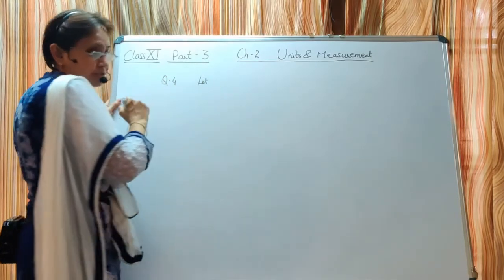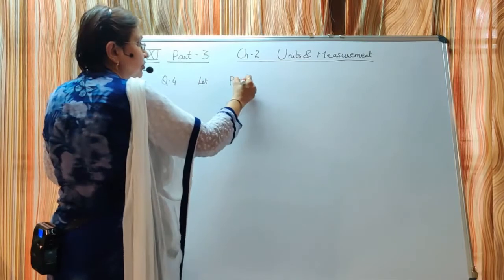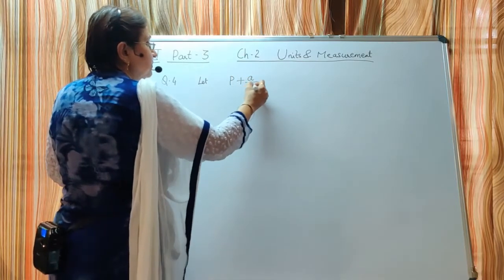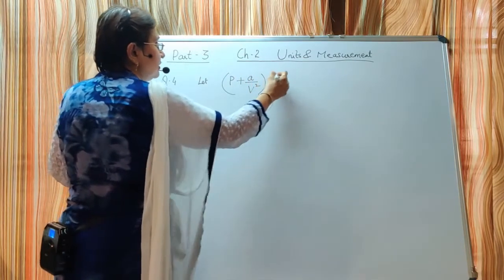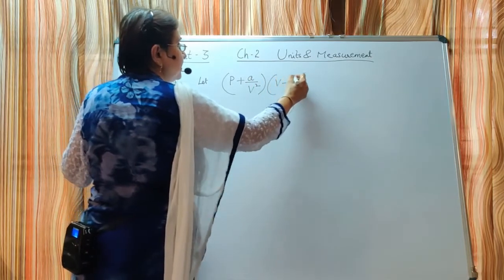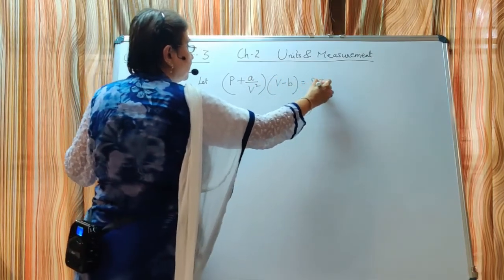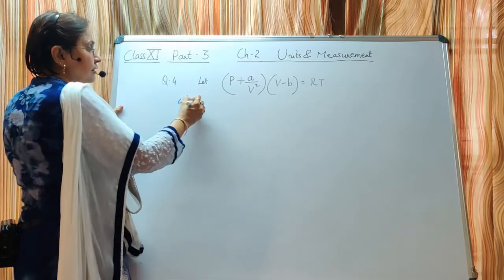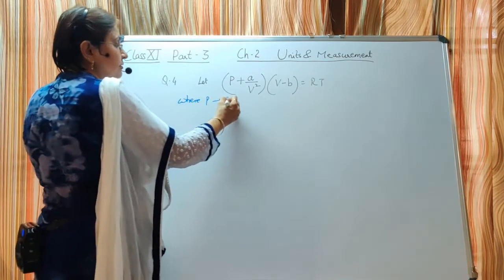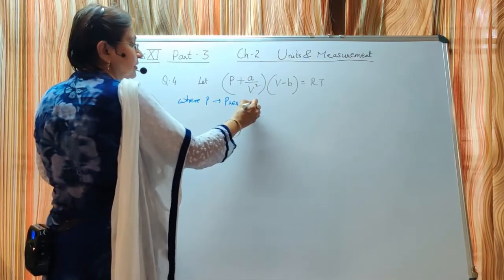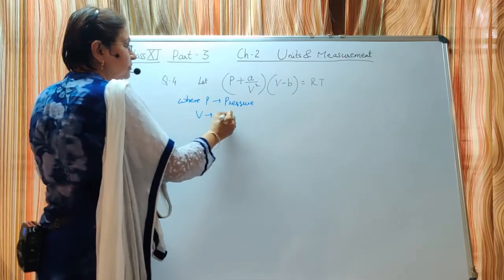The gas equation is given by the van der Waals gas equation: (P plus A upon V square)(V minus B) is equal to R into T, where P is the pressure and V is the volume.